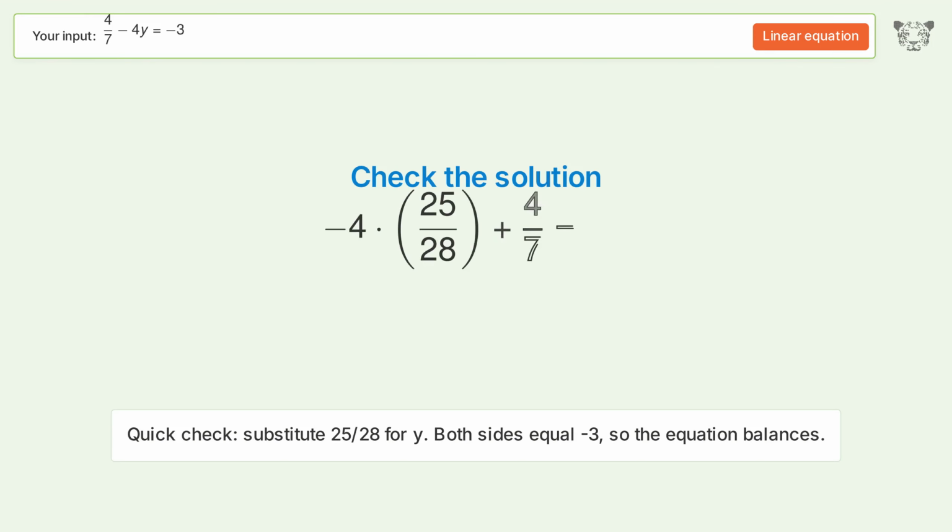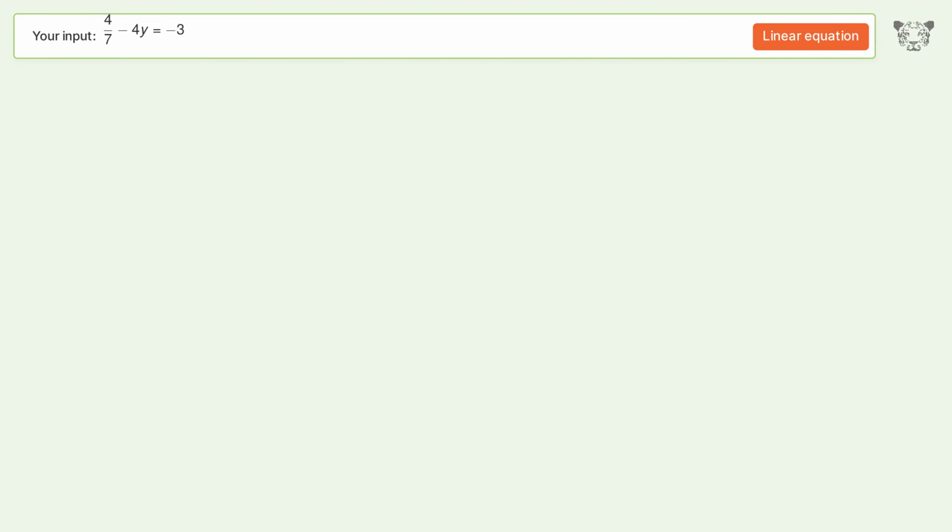Quick check. Substitute 25 over 28 for y. Both sides equal -3, so the equation balances. So, y equals 25 over 28.